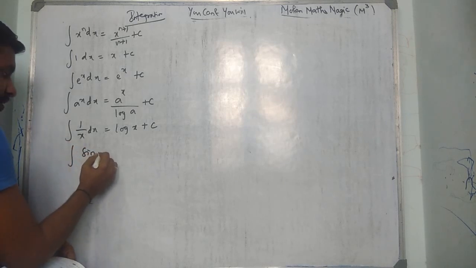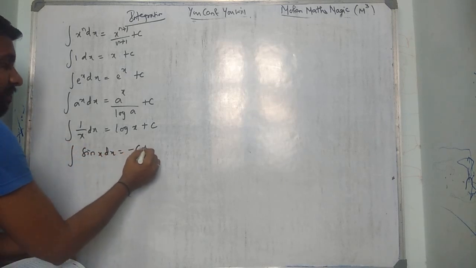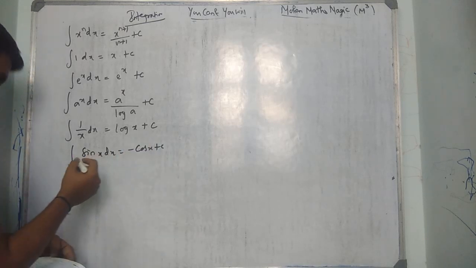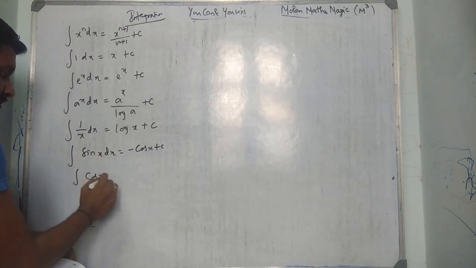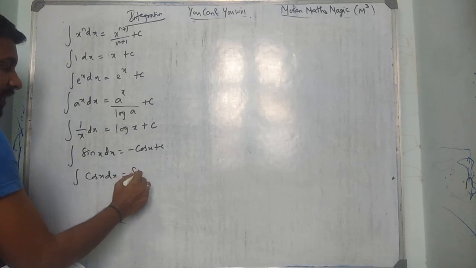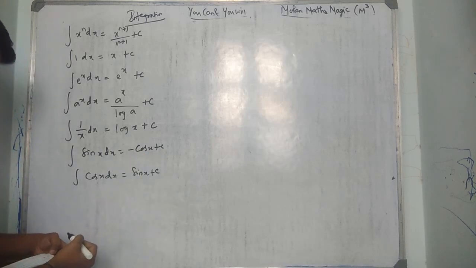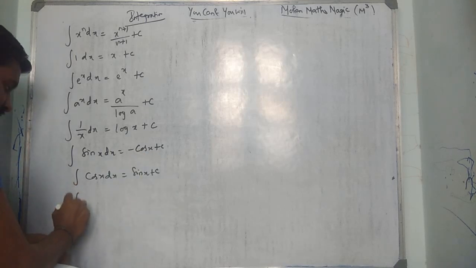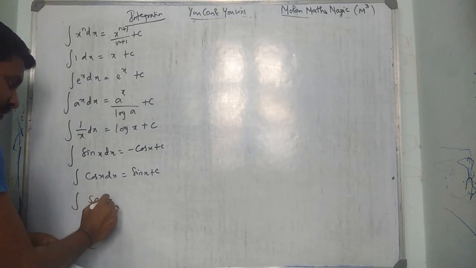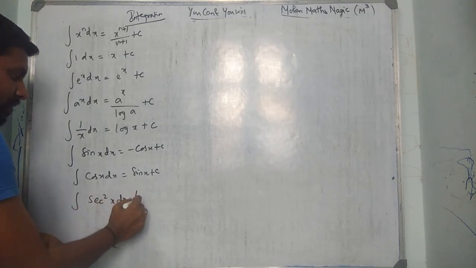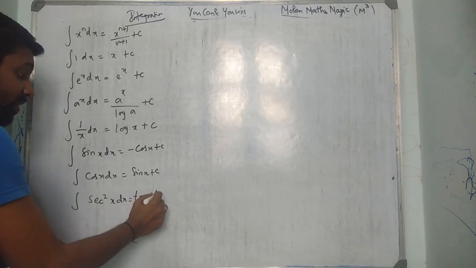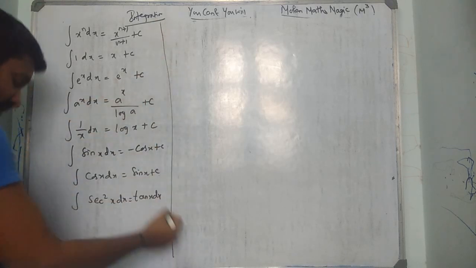Next, sin x. So sin x you will get minus cos x. Cos x you will get sin x. Next, secant square x you will get tan x.